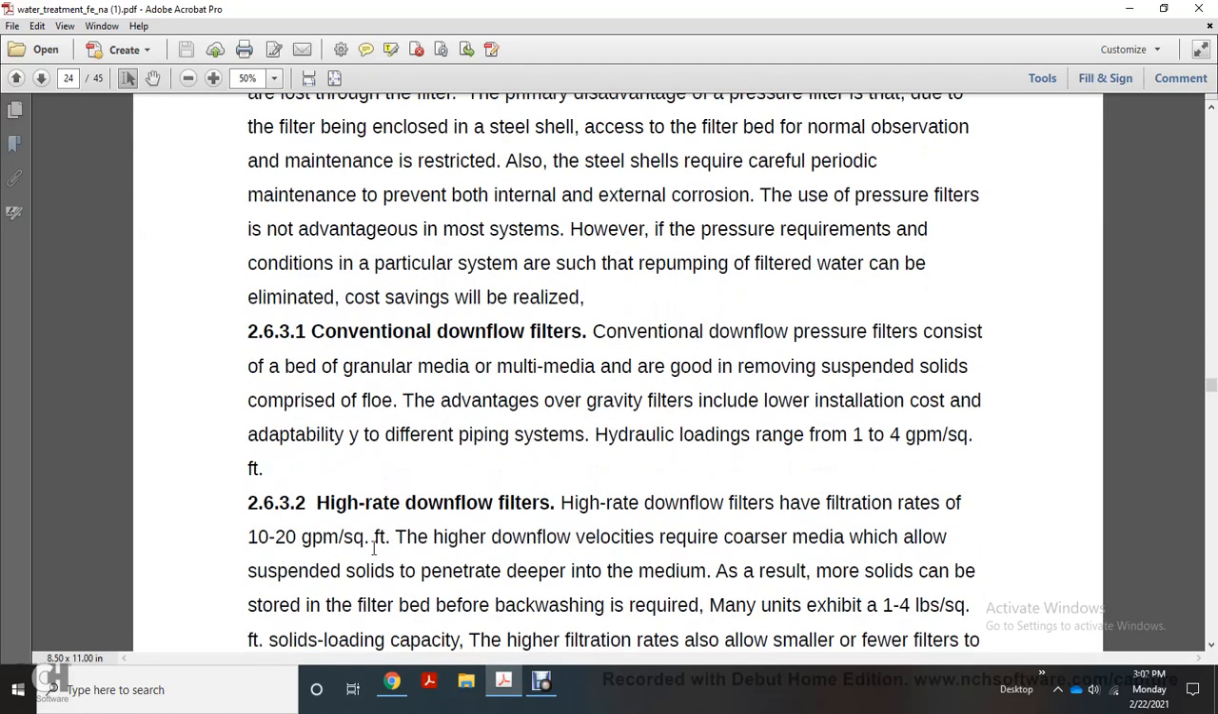Conventional downflow filters. Conventional downflow pressure filters consist of the bed of granular multimedia with a good removal of the suspended solids compromise of the flue. The advantage of the gravity flow filters should include the lower installation cost, availability of wide differentiating piping system, hydraulic loads ranging from 1 to 4 gallons per square feet.